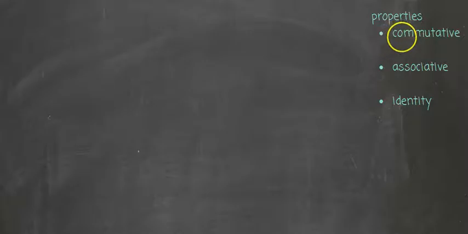All right, so the commutative property says that regardless of what order you add two things together, you're going to get the same answer. So 2 plus 3 is the same as 3 plus 2. That makes sense. 2 plus 3 is 5. 3 plus 2 is 5. Commutative property of addition says that it doesn't matter what order you add two numbers together, you're going to get the same value. Same thing with multiplication.